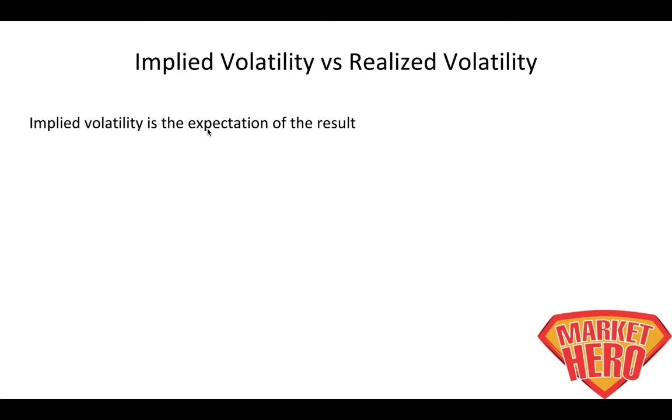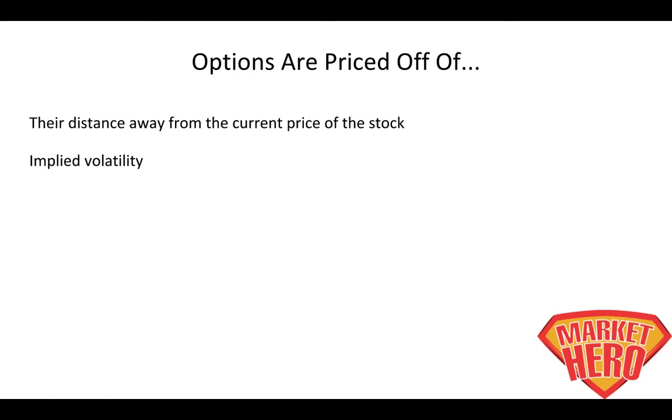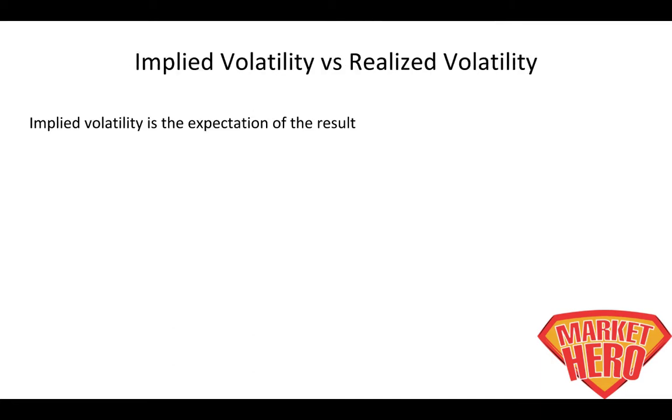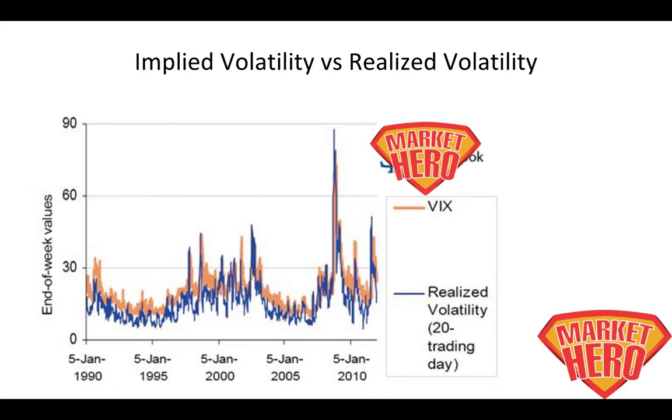And if we remember, options are priced off of implied volatility, and they settle off of realized volatility, the actual volatility. So what does this mean to you guys? This is a good one. What does this mean to you? To me, again, this means that implied volatility, or the expected move, is greater than actual volatility, or the actual move.